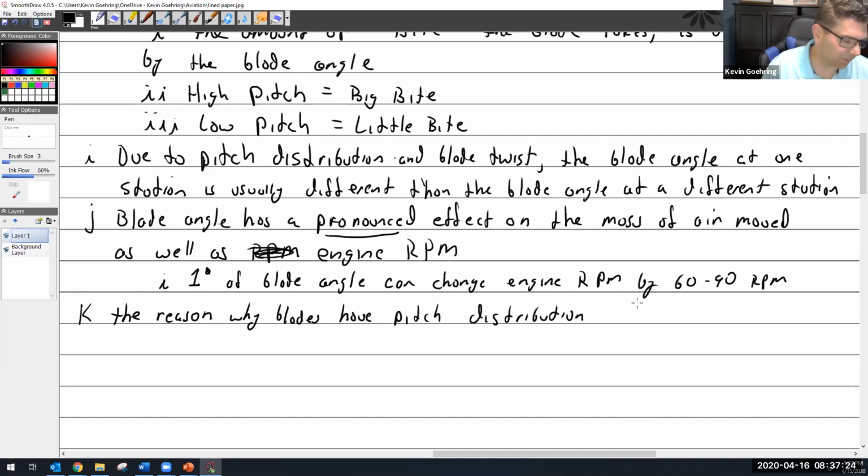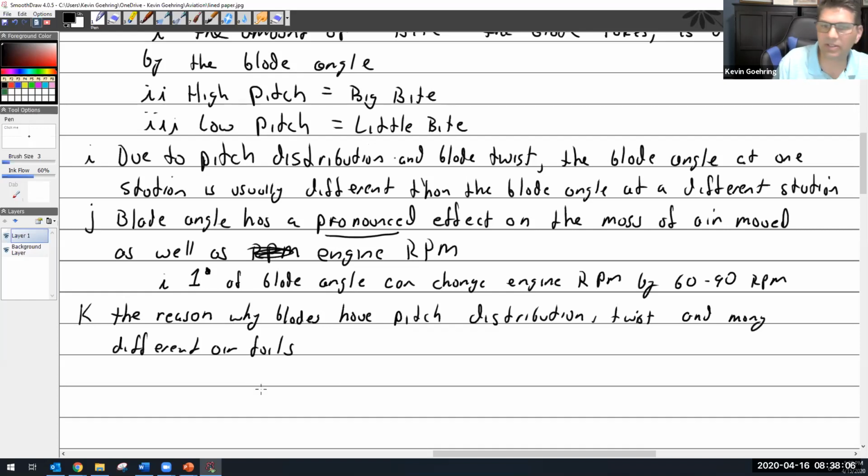Pitch distribution, twist. T-W-I-S-T, twist. Sorry, you're going to say, what is that word? It's twist. And many different airfoils. And when I say that, I mean on the same blade. If I look at that same propeller, down the blade, it has different pitch distribution. It's got that twist to it, and many different airfoil shapes. Some are fat, some are thin, some the chord is narrow, some the chord is wide. So it moves all over the place.